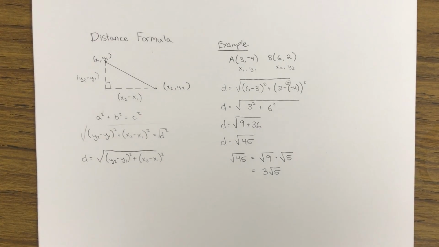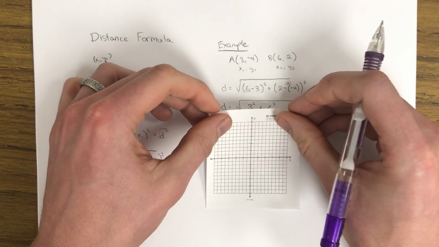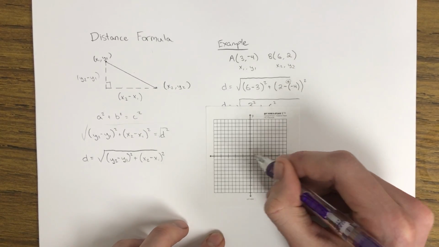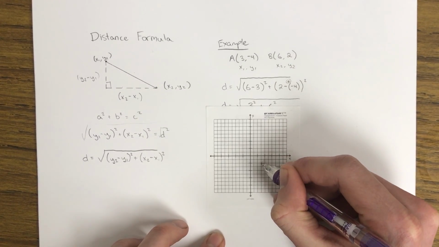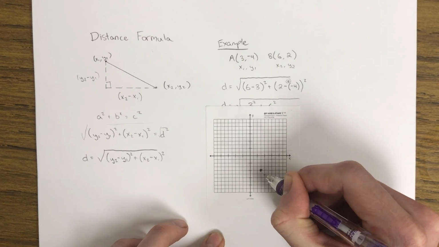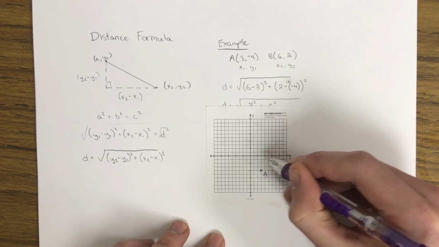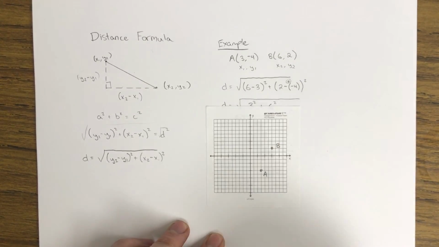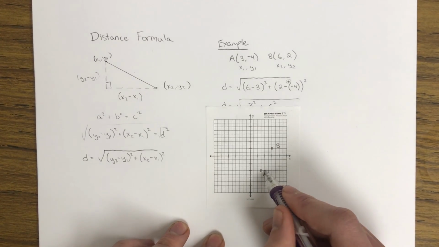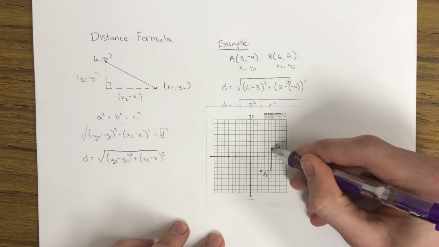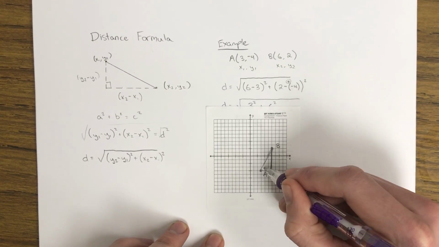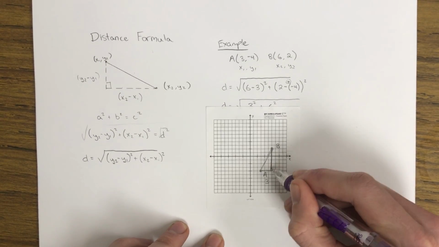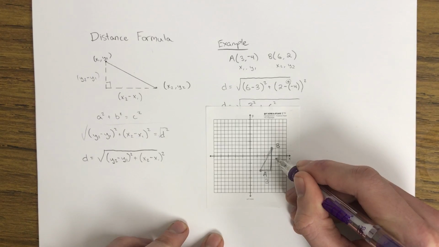Another way to consider this problem is to look at it on a graph. So we would place a coordinate plane and plot our points. So 3, negative 4: 1, 2, 3, negative 4. Then B is 6, 2: 2, 4, 6, 2. And we consider the right angle triangle. So if we make a right triangle out of this, we have a base of 3 and a height of 1, 2, 3, 4, 5, 6.